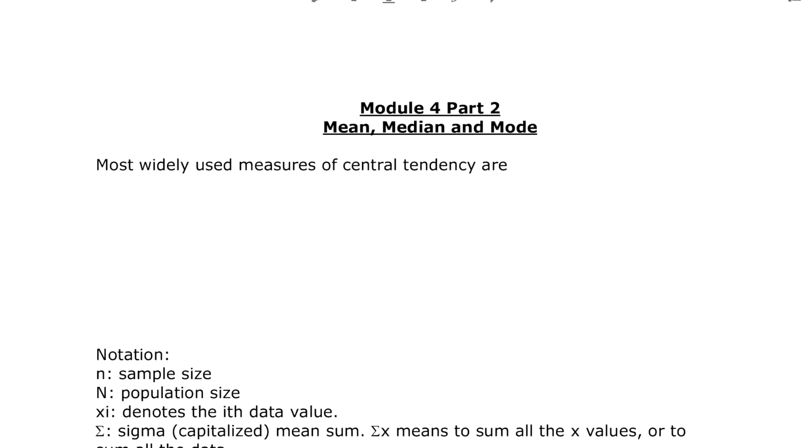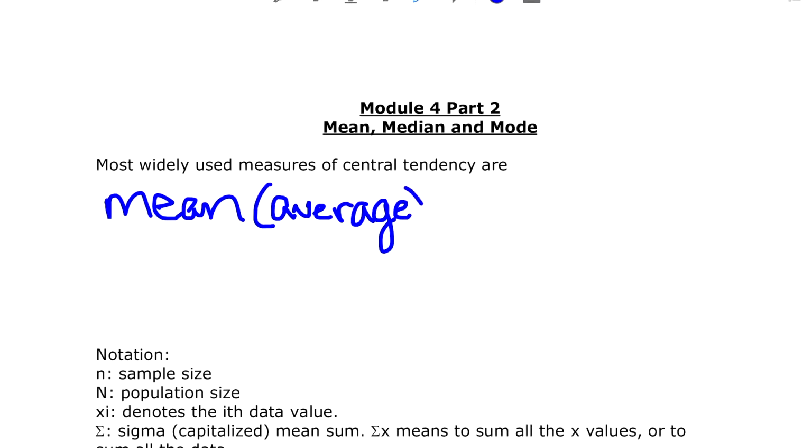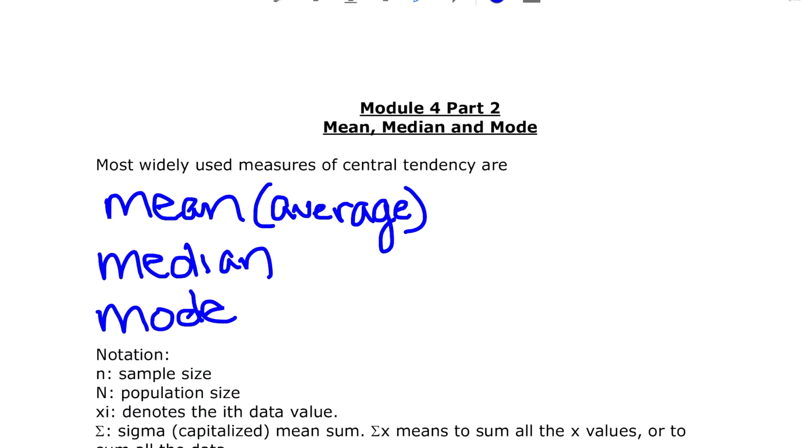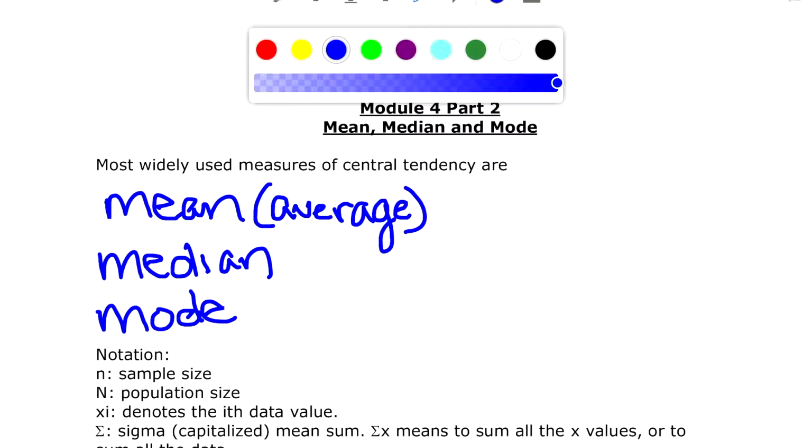To start, we're going to look at the three main measures of central tendency, which are going to be the mean, which is also known as the average. We're going to look at the median, or the middle value, and we're going to look at the mode, the most frequent value.